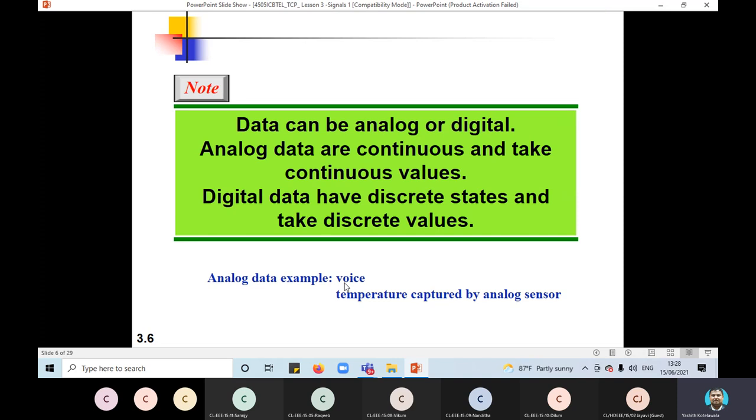Now, when you talk into a microphone, the microphone outputs an electric signal, which we are going to take to an amplifier, amplify it and send to a speaker. So what comes out of the microphone is analog information. It's analog electricity, analog electrical signals.